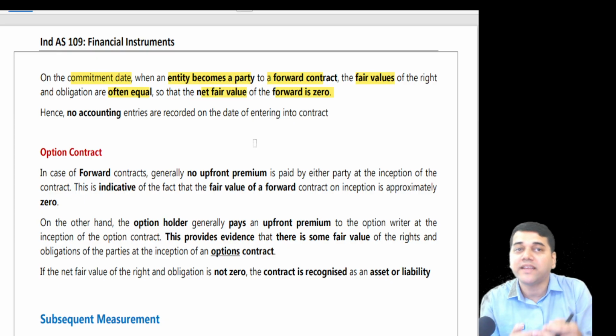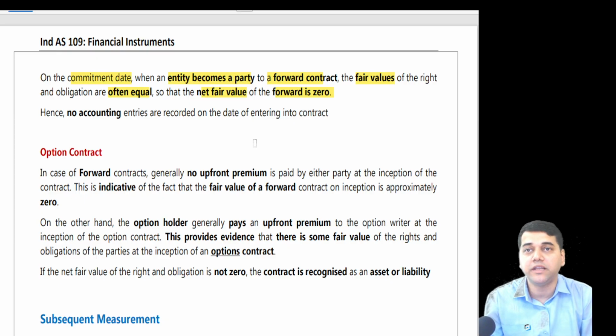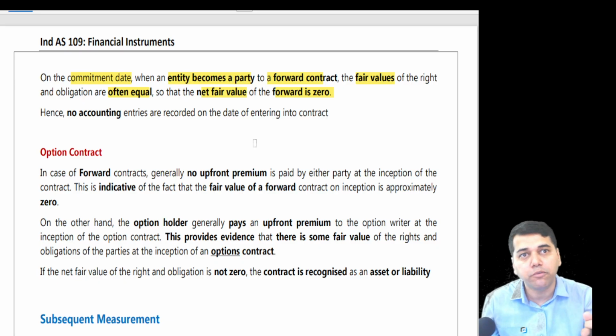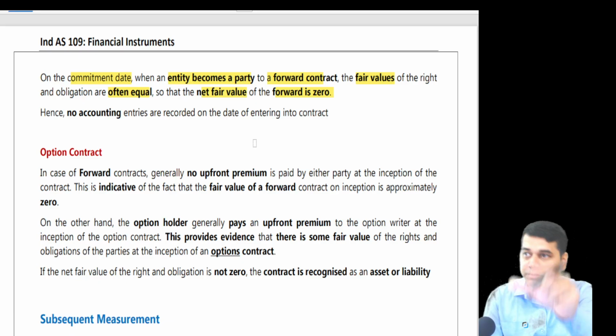That means I need to pass an entry. What entry should I pass? Forward: asset account, derivative financial asset account debit to bank, the day I pay. If I don't pay, but simply I booked it, I need not pass any entry. Option: I pay the premium, I need to pass the entry. Option premium asset account debit to bank.